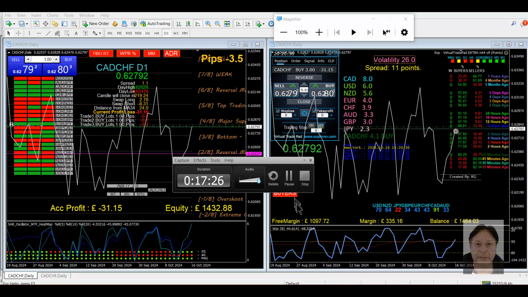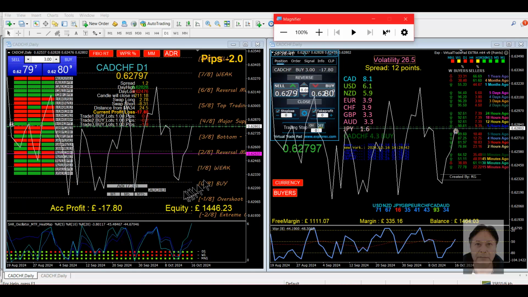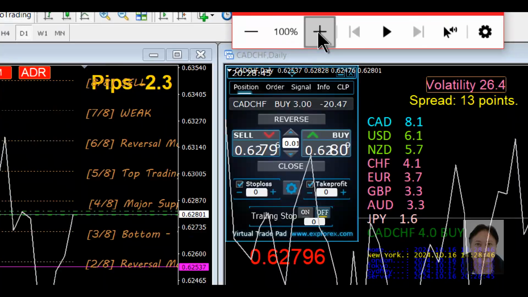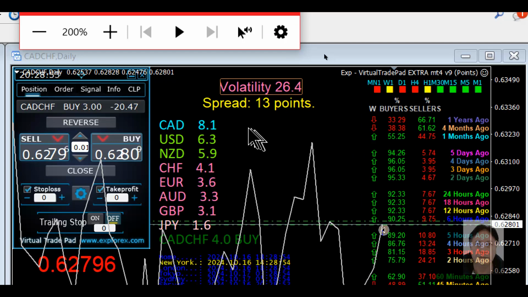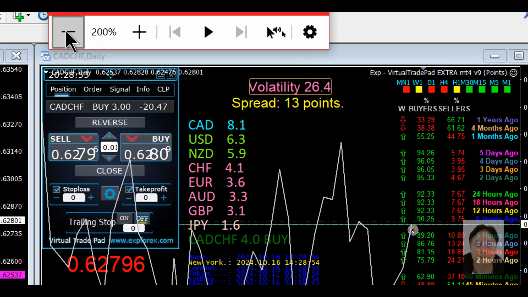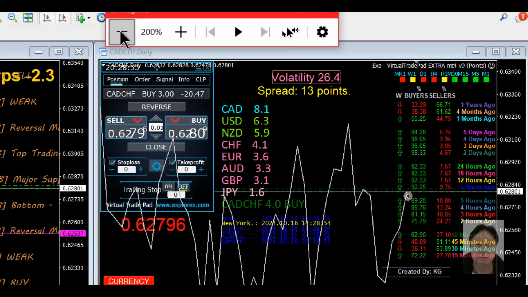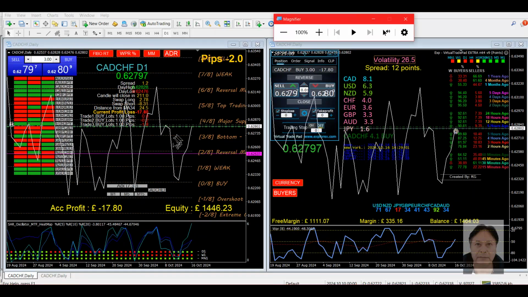Let me just pause it. As you can see, I'm still glancing at the screen. Right, it's minus 17 now. As you can see, the volatility has gone down, slowing down. So that's why it's taking a while for it to reach a profit, like I told you earlier.